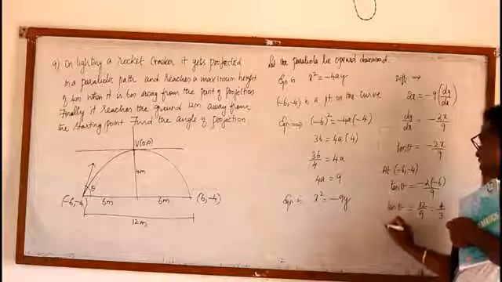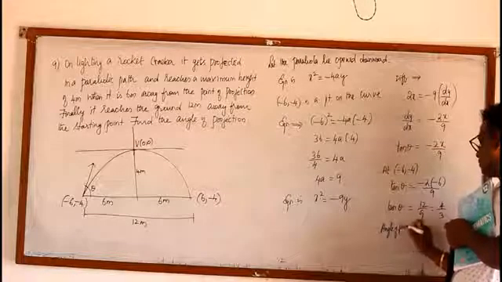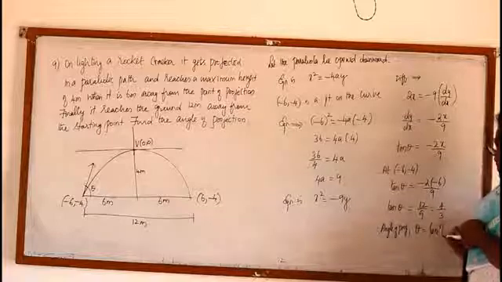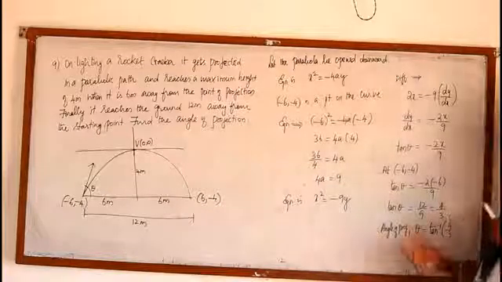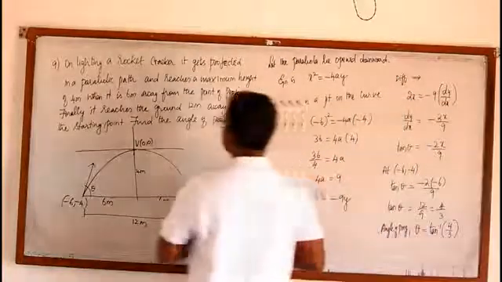So from this, the angle of projection theta is tan inverse of 4 by 3. So at the angle of tan inverse of 4 by 3, the cracker has been projected. So with that, this problem is over.